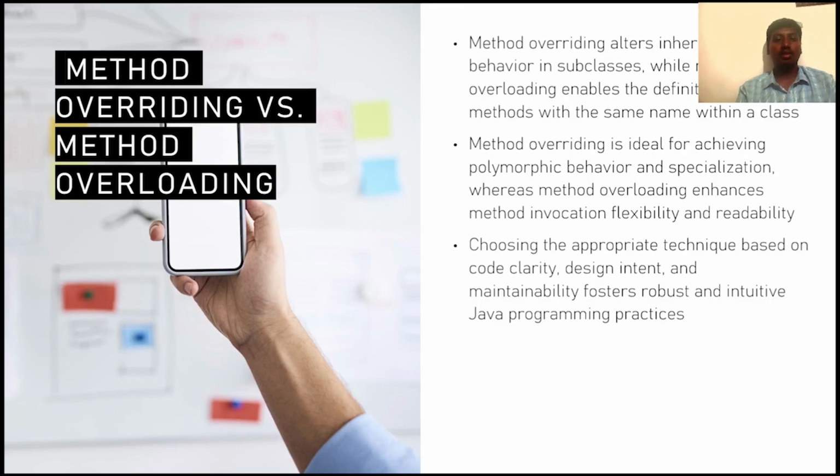Method overriding versus method overloading. Method overriding alters inherited method behavior in subclasses, while method overloading enables the definition of multiple methods with the same name within a class. Method overriding is ideal for achieving polymorphic behavior and specialization, whereas method overloading enhances method invocation flexibility and readability. Choosing the appropriate technique based on code clarity, design intent, and maintainability fosters robust and intuitive Java programming practices.